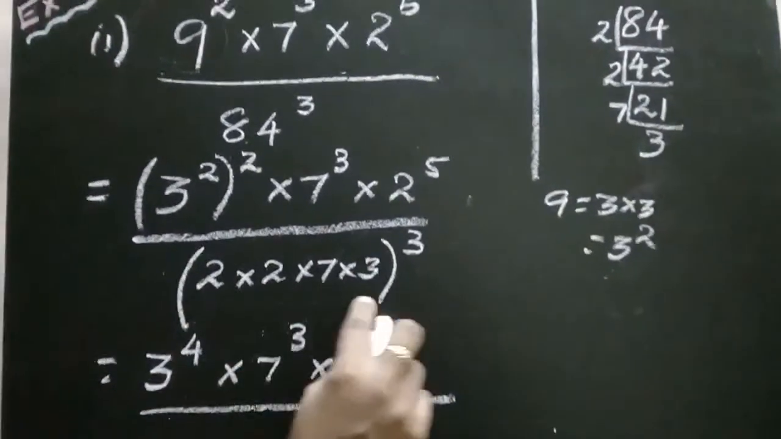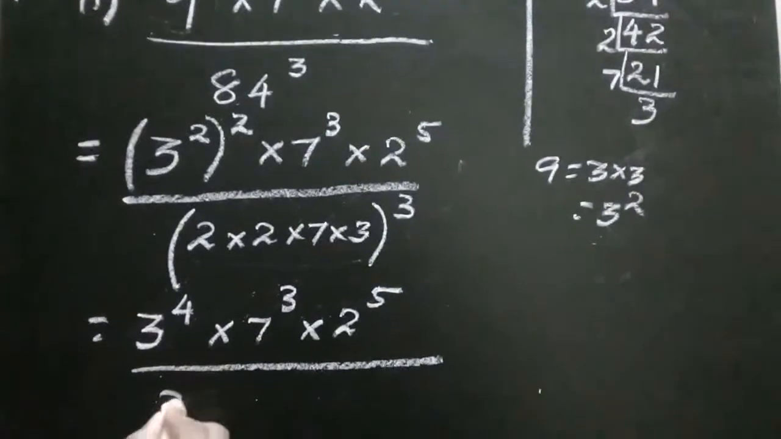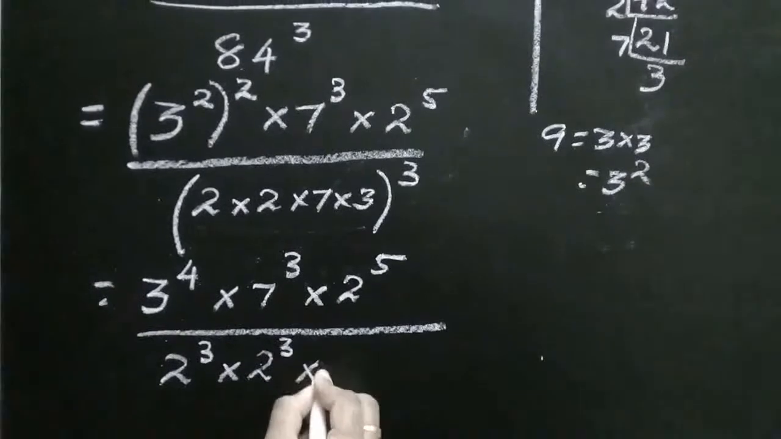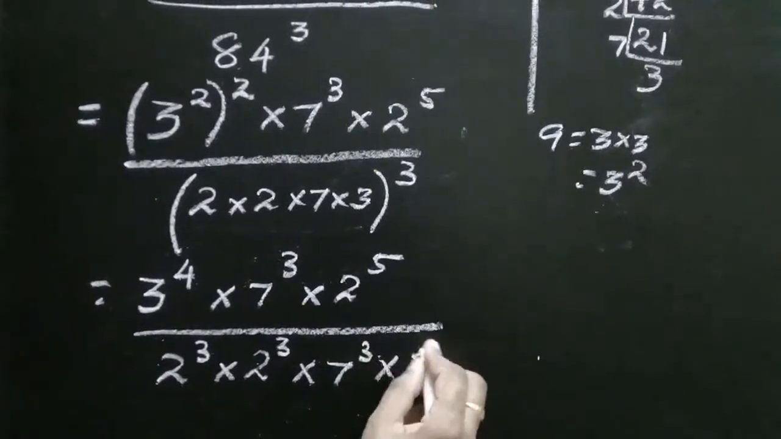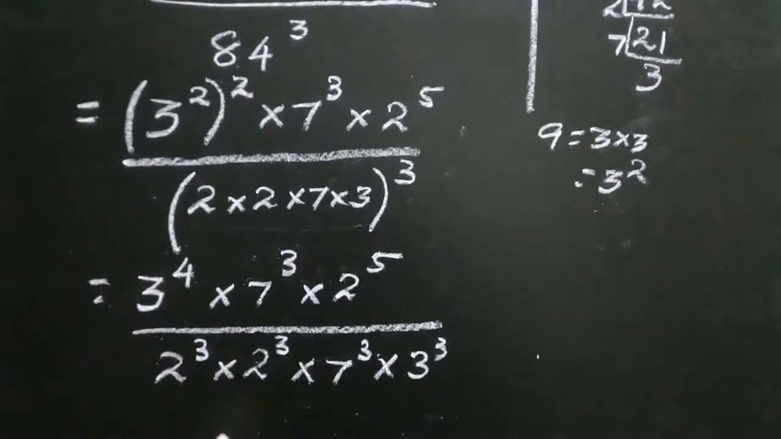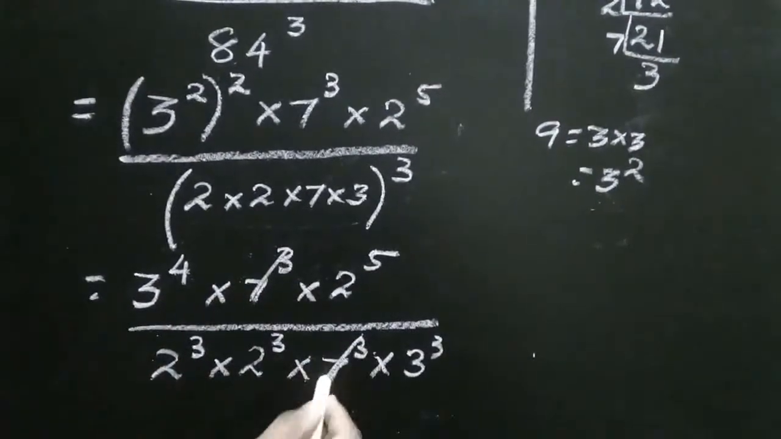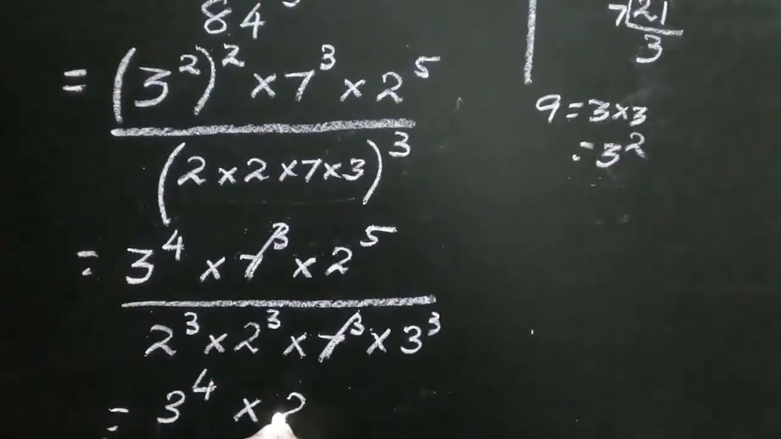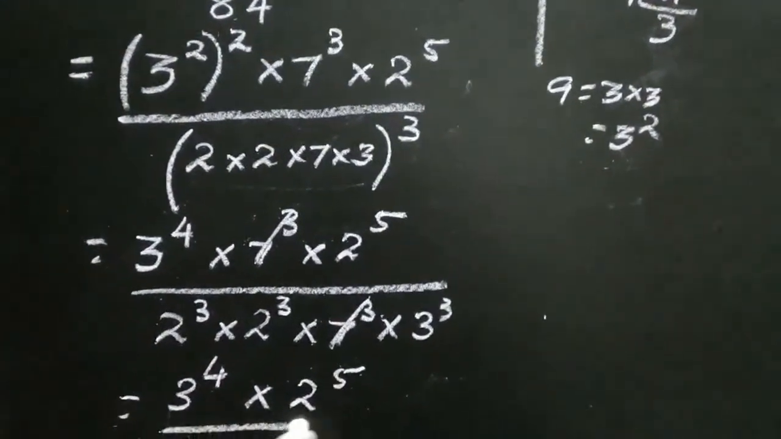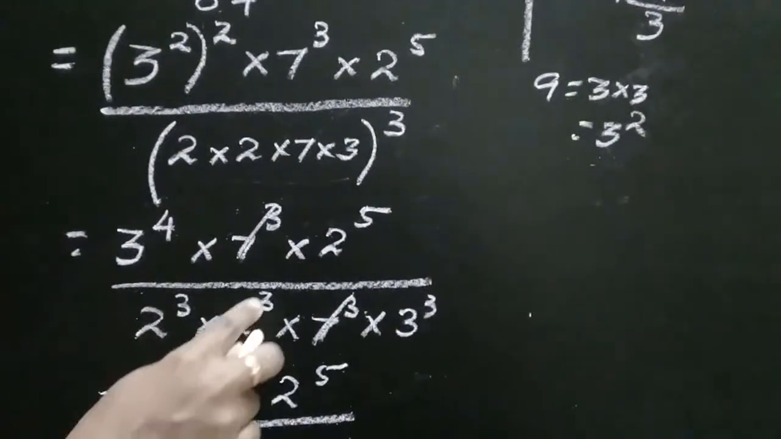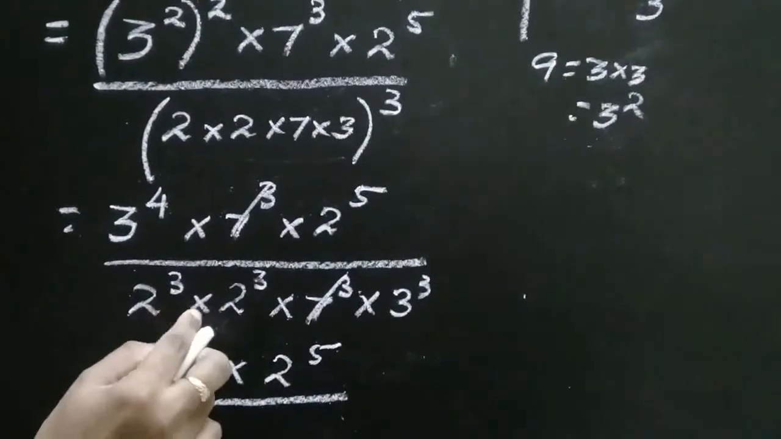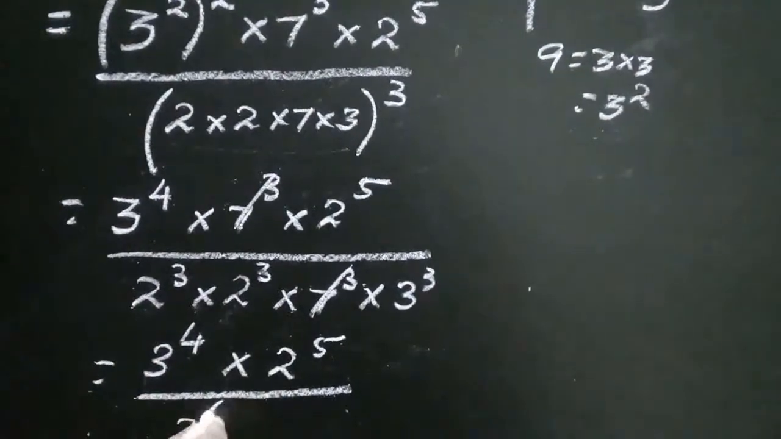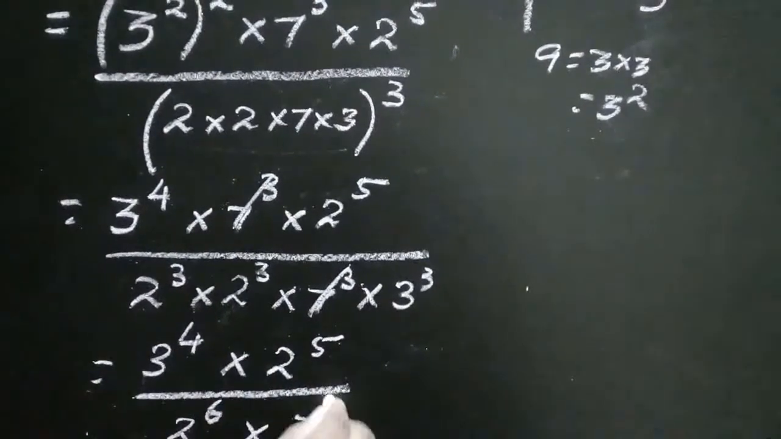so 3 is common for 2, 7, 3. So 2 power 3 into again 2 power 3 into 7 power 3 into 3 power 3. Here 7 power 3, 7 power 3 cancel. So the remaining 3 power 4 into 2 power 5 divided by, here a power m into a power m. So here same base, under multiplication we have to add the power. So 2 power 3 plus 3, 6 into 3 power 3.